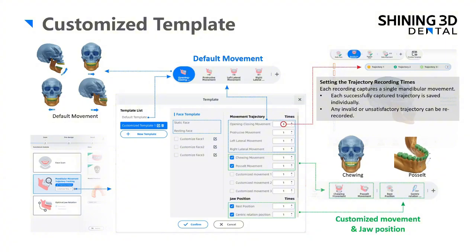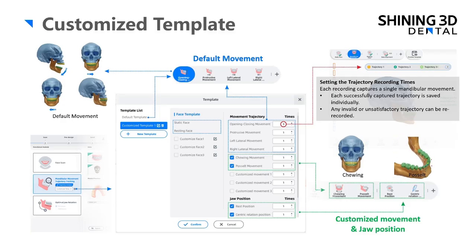Inside the mandibular trajectory tracking function, we add a customized template for the dentist to use. So the user can adjust the recorded types and also the relationships of the bite according to their needs. As you can tell from this page, we have some default movements set by the software, and the dentist can also add some customized movement for the patient.